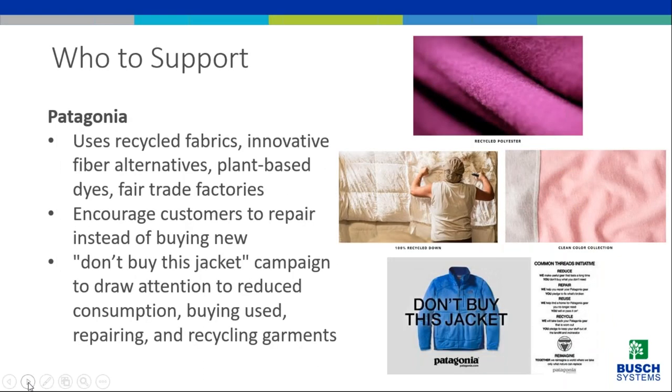So who to support? Let's take a look at some different examples of companies that are out there that are making big leaps towards supporting sustainable consumption. Returning to our previous example of the textile industry, Patagonia is a very popular outdoor clothing company, and they use recycled fabrics and a lot of alternatives to your traditional petroleum-based fibers. They use plant-based dyes, they source sustainable materials and fair trade factories as well. And a big part of their marketing is that they strongly encourage customers to use their repair service rather than purchasing some of their new products.